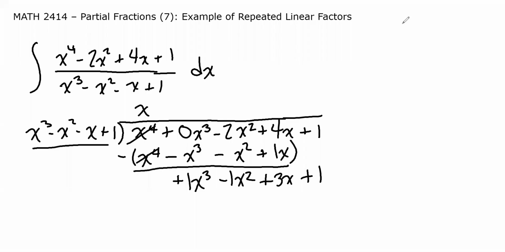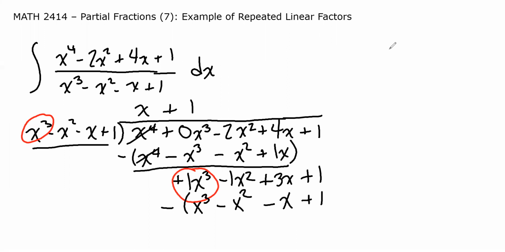Now we ask how many times x cubed goes into positive 1x cubed. The answer is positive 1. So this one's easy because we're multiplying the divisor by positive 1, and multiplying something by 1 doesn't change it. 1 times x cubed is x cubed. 1 times negative x squared is negative x squared. 1 times negative x is negative x. 1 times positive 1 is positive 1.